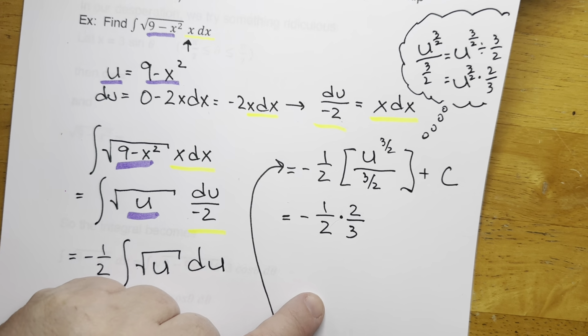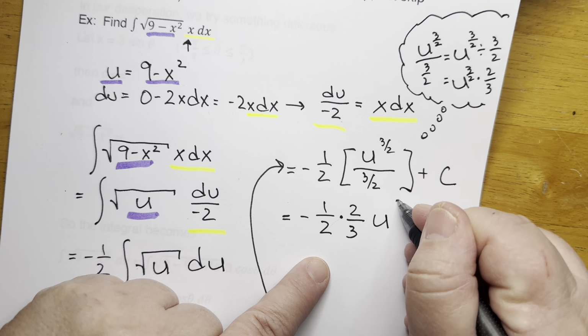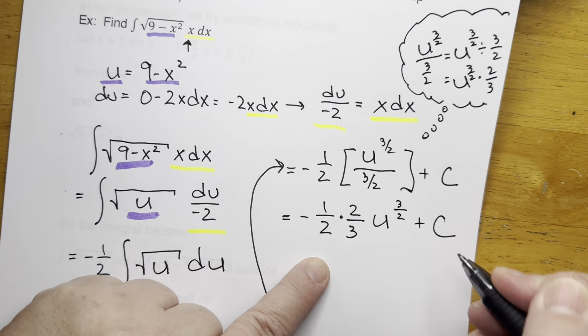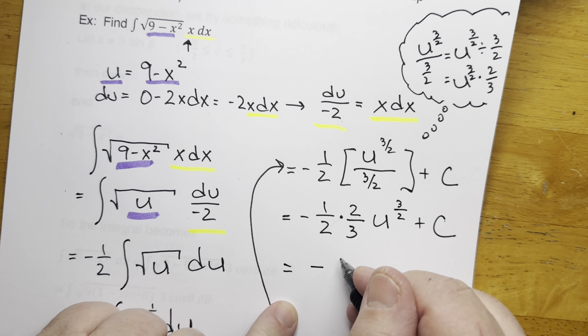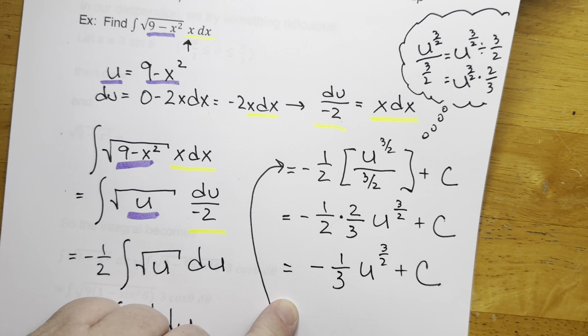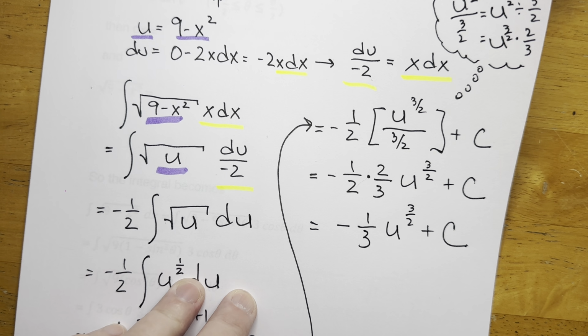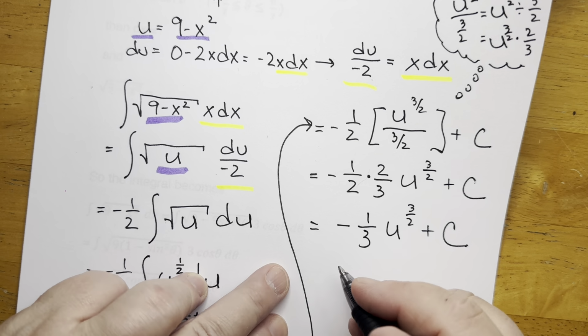And we love this because now the 2's cancel. So it's going to make the whole expression a lot simpler. It's going to be -1/3 u to the 3/2 plus c. So far, so good? Woohoo. Getting a little hydration there.